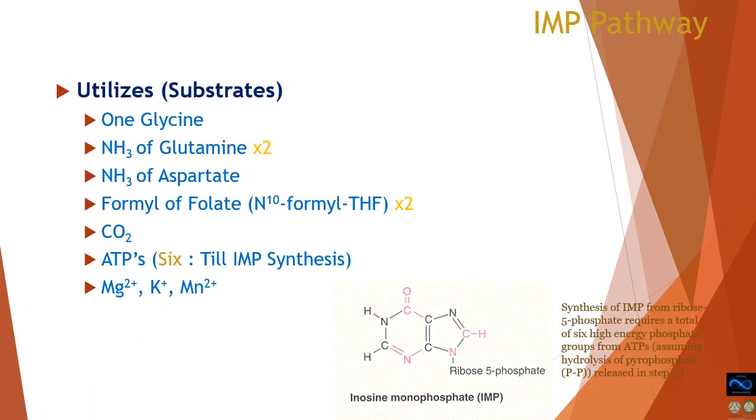So in summary, the IMP pathway utilizes one glycine unit, an ammonia from glutamine 2 times, ammonia from aspartate, a formyl group from folate 2 times in 2 reactions, then a carbon dioxide unit, and an energy equivalent to 6 ATPs until the synthesis of IMP. And we also require magnesium, manganese, and potassium ions for the IMP pathway to function smoothly.